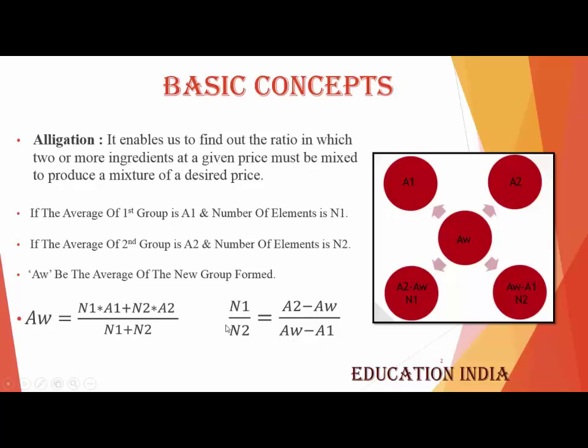Now this formula will be used to find out the ratio in which the ingredients should be mixed to produce the weighted mean average of AW. Now let's focus on this equation. This equation will enable us to find out the weighted average AW having A1, A2, N1 and N2 in our hand. Let's go through a basic problem.